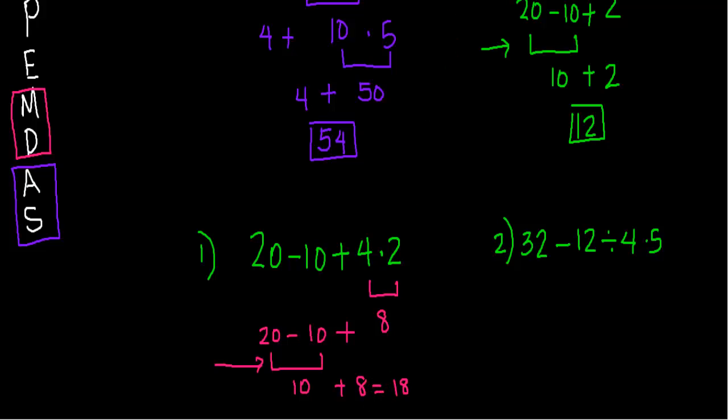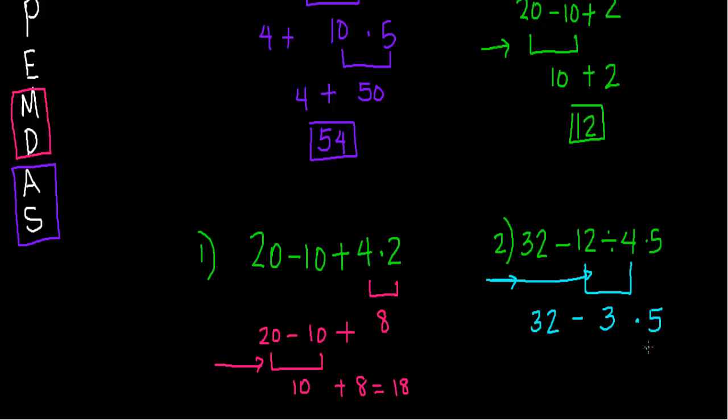Let's do the second example. You don't have parentheses, you don't have exponents. The next one is multiplication. There is a multiplication here, but there's also a division, and the division is before the multiplication when I walk from left to right. And remember, for multiplication and division, I can do either one first. I will do the one that comes up first when I walk from left to right. And the one that comes up first here is division. So I'm going to do that first. 12 divided by 4 is 3. Bring everything else down.